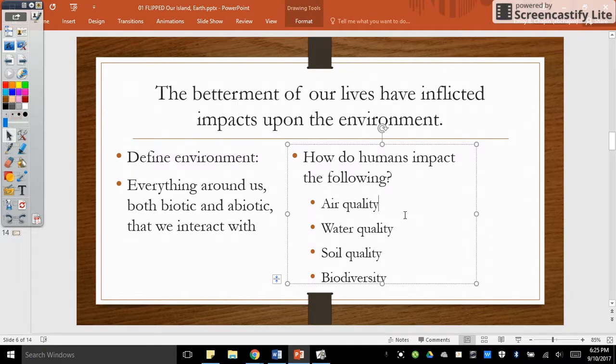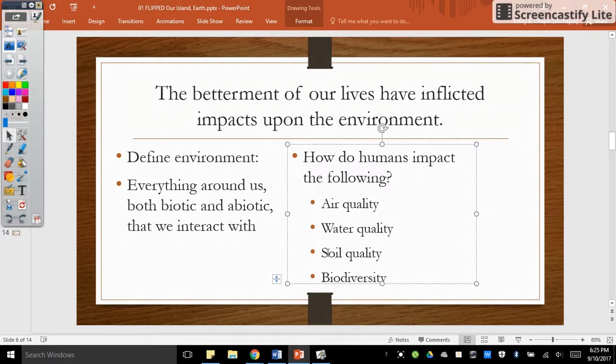So air quality. We have things like cars, factories, smokestacks. All of those things are going to affect the air quality in the environment. Water quality. You have agricultural runoff, motor oil runoff, ocean dumping, fishing. All of those things affect the water quality. Soil quality. Agriculture, again, deforestation.